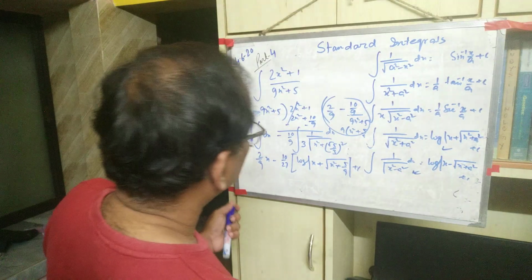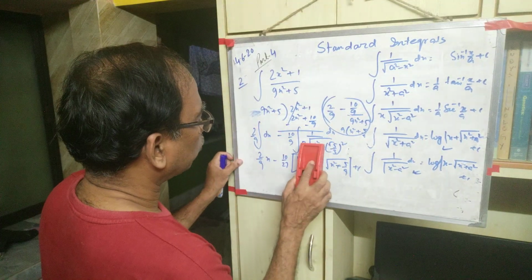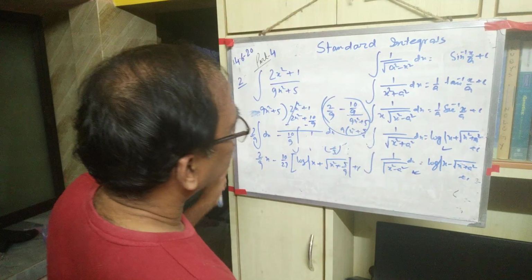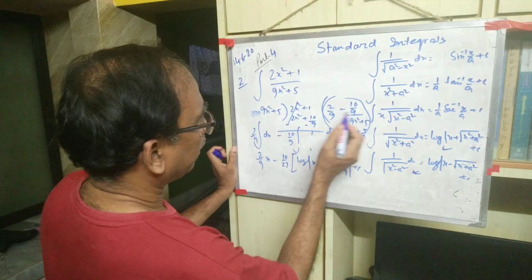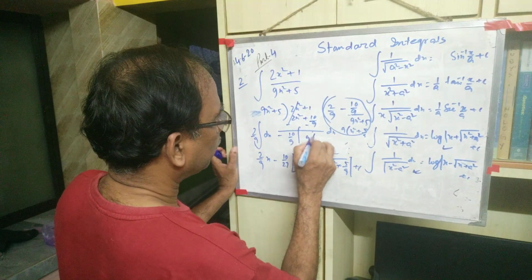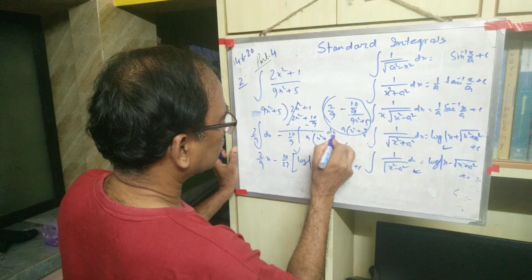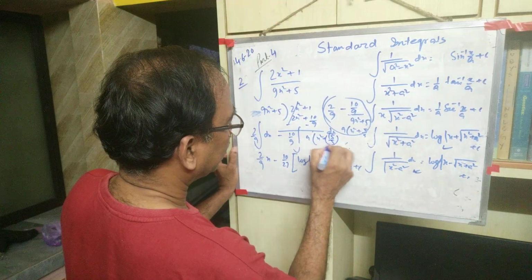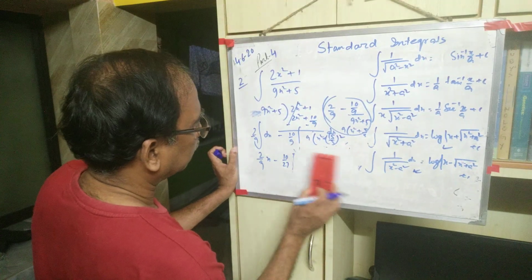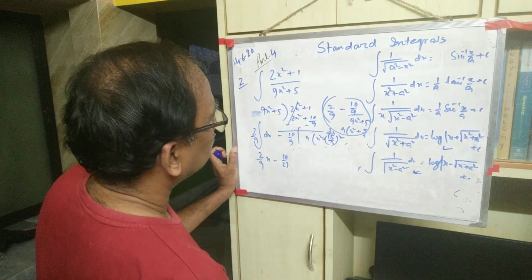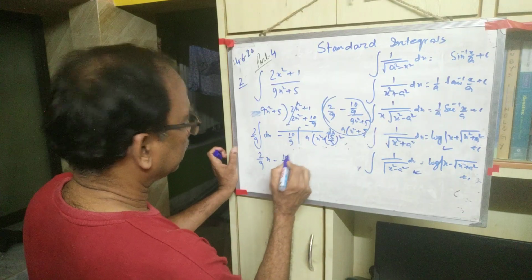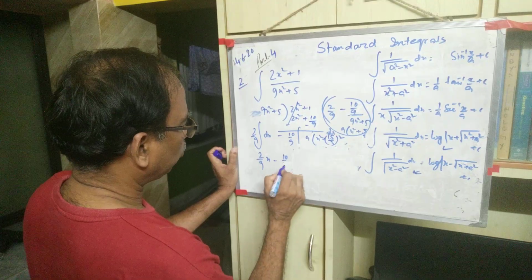Sorry, this is not under square root. This is 9x square plus 5. 10 by 9 outside, 1 by 9x square, 9 is common, x square plus root 5 by 3 whole square. This is wrong. This is 10 by 9, 1 by 9x square, 9 is common. That is 10 by 81.